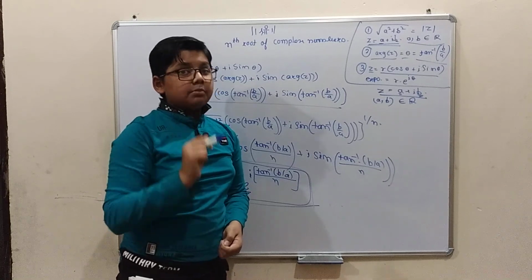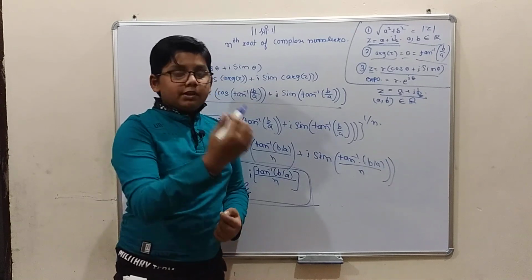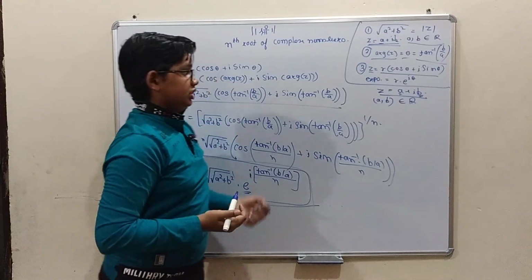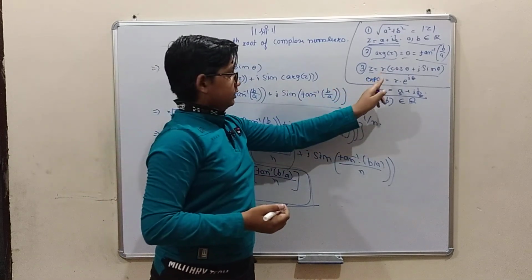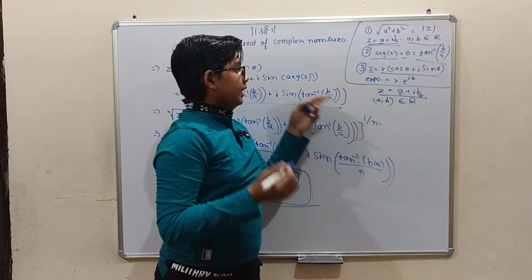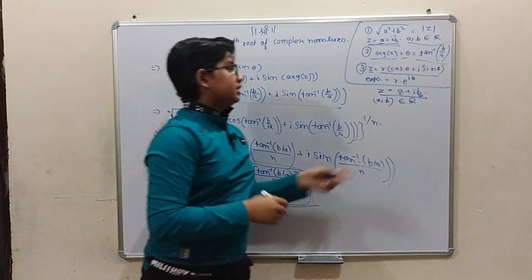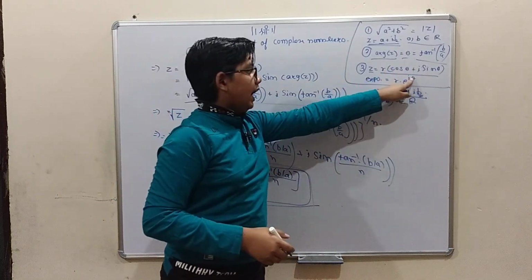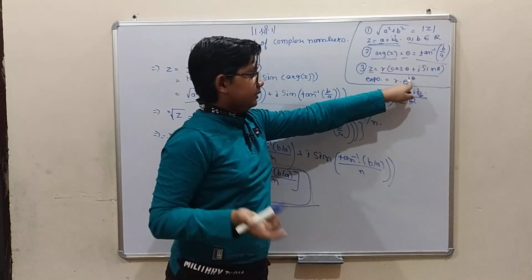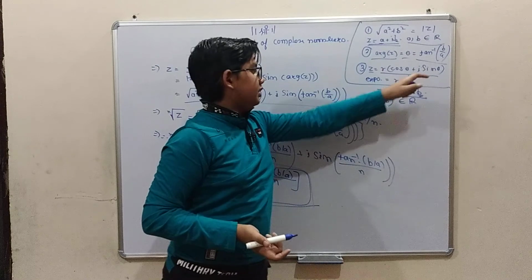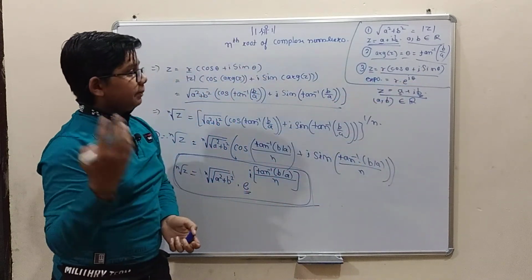Next we learned de Moivre's theorem. The proof of it we will look at in the next video, using the method of induction. So what is the polar form? z is equal to r times (cos theta plus i sin theta), and its exponential form is written as r times e raised to the power i theta. r is the mod of z, i is iota, that is the imaginary number, and theta is the argument of z.